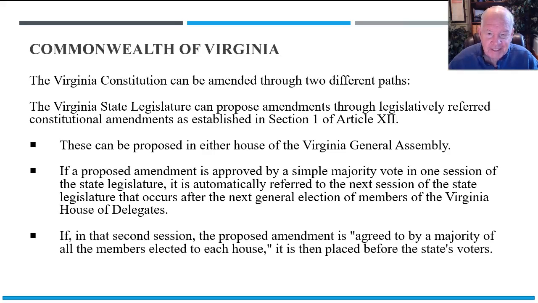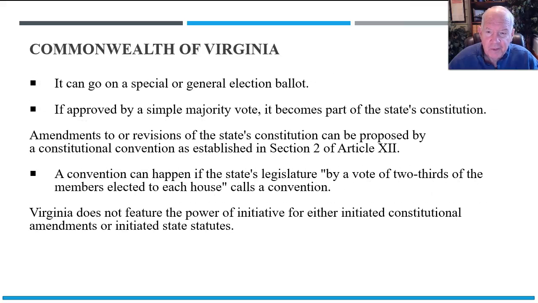If in that second session the proposed amendment is agreed to by a majority of all the members elected to each house, it is then placed before the state's voters. It can go on a special or general election ballot. If approved by a simple majority vote, it becomes part of the state's constitution.